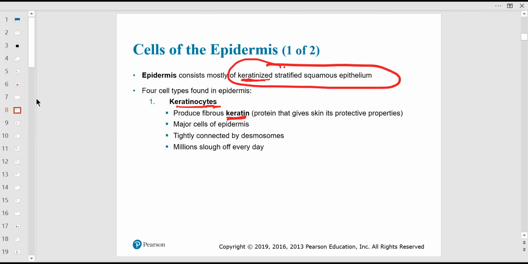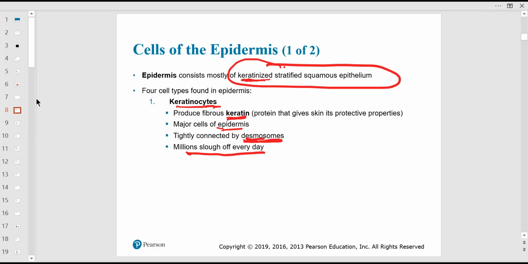So the major cells in the stratified squamous epithelium are the keratinocytes. And they're connected by junctions called desmosomes. That's the very common name for the junctions in stratified squamous epithelium.